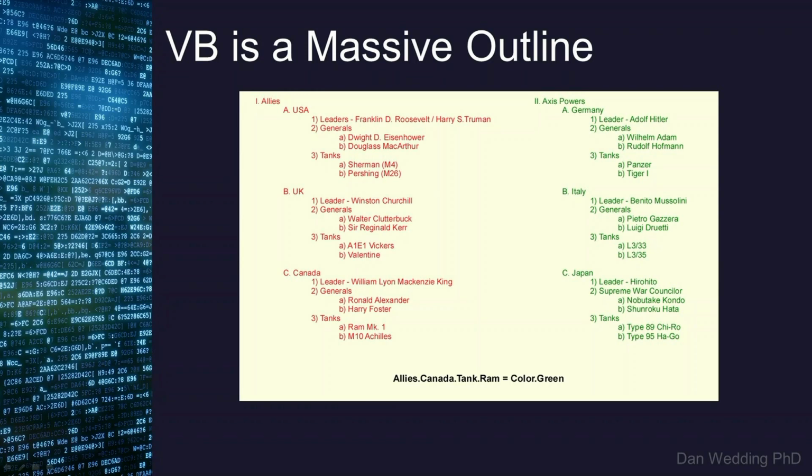Normally, accessing an object in an outline would just be a list of the path on where the item is found. So if I was to access the Ram Mark I tank, I would say Roman numeral 1, capital C, number 3, lowercase a. This is similar to how Visual Basic, as well as many other languages, access parts of the code. The difference is that in VB you use dot notation.